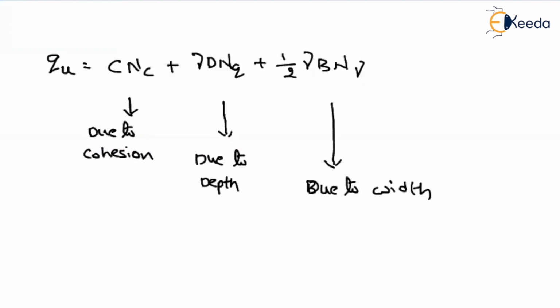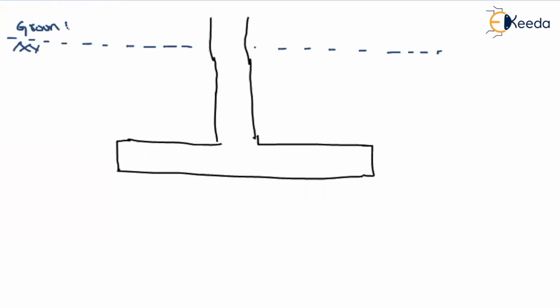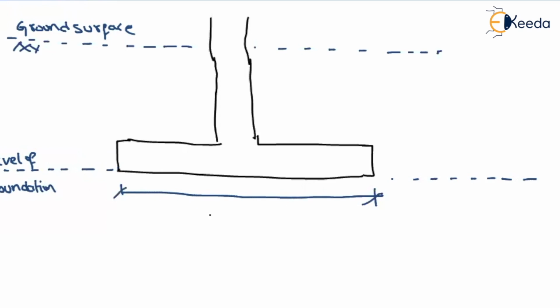So suppose I draw a foundation. Let us assume that this is your footing, and let us assume that this is the ground surface level. And at the base of the footing, let us consider this is the level of foundation. So from here to here, if you denote it, this is nothing but the width of the footing, normally represented by B. From here to here, we will call it the depth of the footing, normally represented by the parameter D.